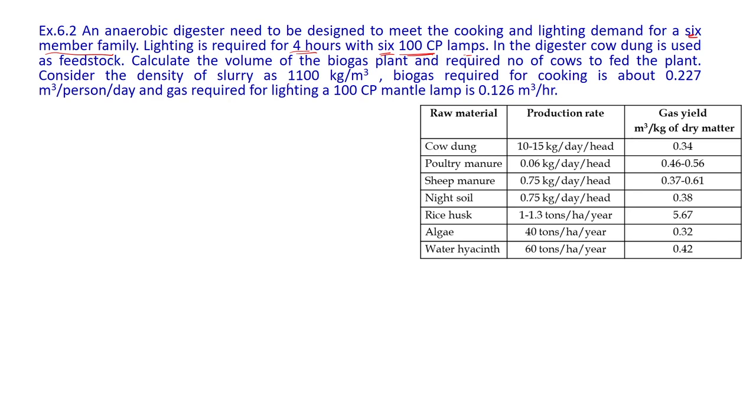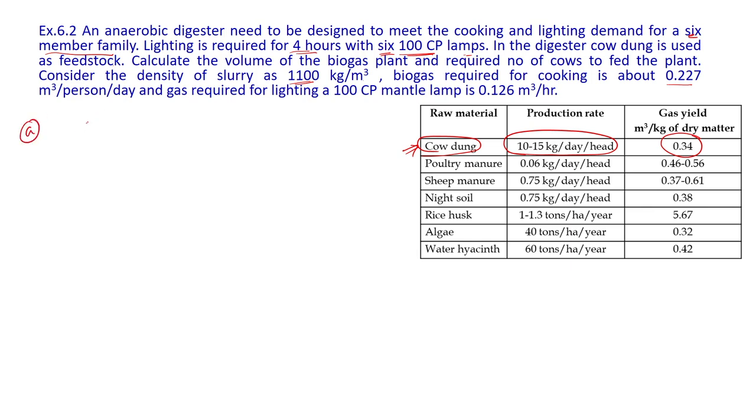Considering the density of the slurry is 1100 kg per cubic meter, biogas required for cooking is about 0.227 cubic meter per person per day, and gas required for lighting a 100 CP mantle lamp is 0.126 cubic meter per hour. And of course, we need to utilize this data because cow dung is used in the plant. So, how much dung is produced by a single cow, and then what is the gas potential? So, we will solve this problem now.